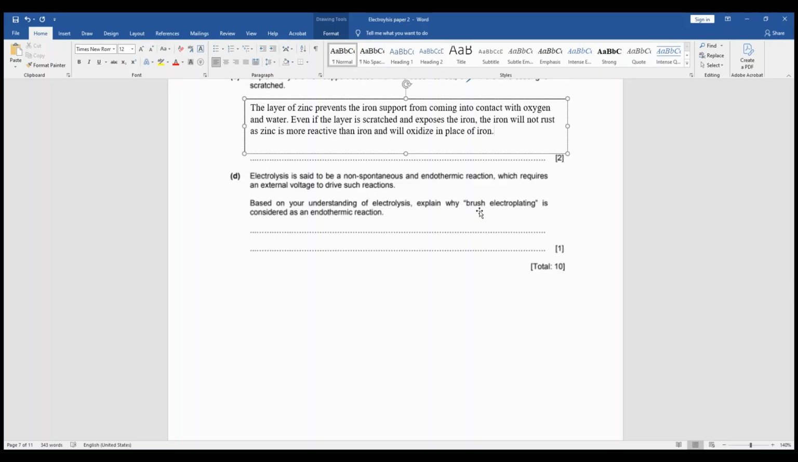Which require external voltage to drive such a reaction. True, it is endothermic, we are using a battery to do it. Explain why brush electroplating is considered an endothermic reaction.